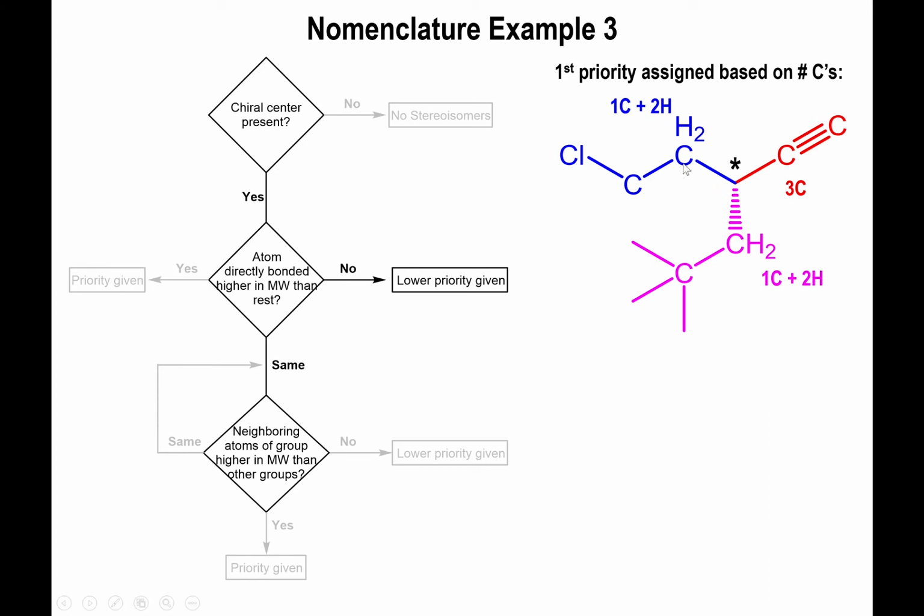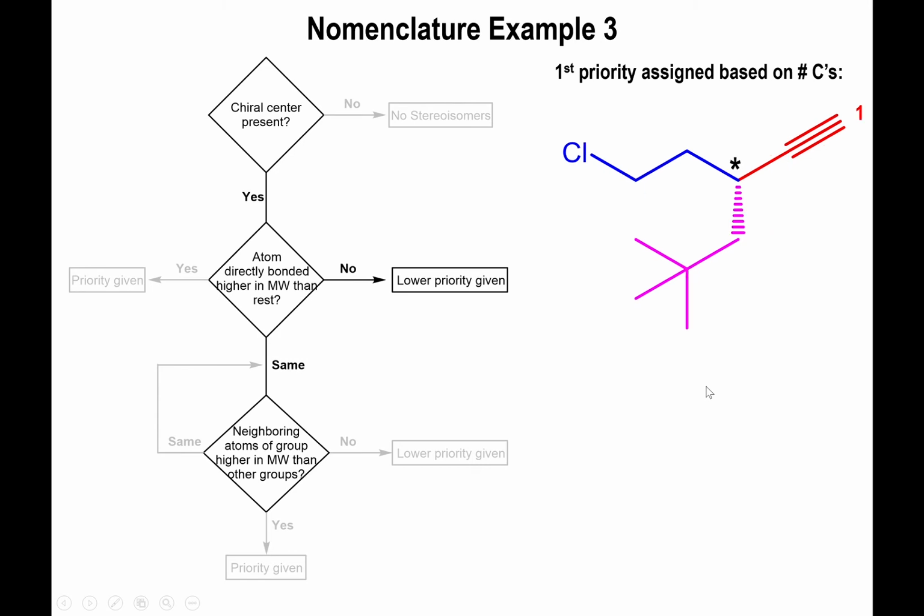But for the blue segment and the pink segment, we don't have a clear cut as to which one is the second priority and which one is the third priority, because they have the same number of carbons and the same number of H's present. What this is telling us is that we're going to have to move further out into those segments to see if we find a difference. But for now, we know that priority 1 is the alkyne group. Priority 4 is the hydrogen that's bound to the chiral center.